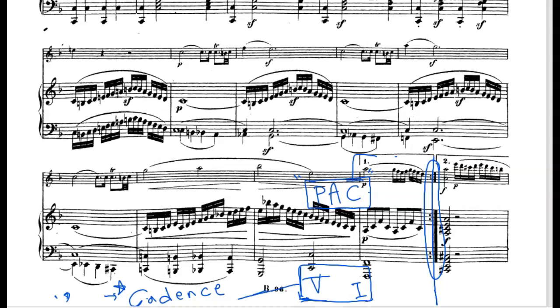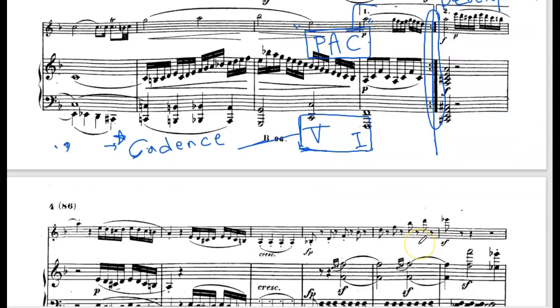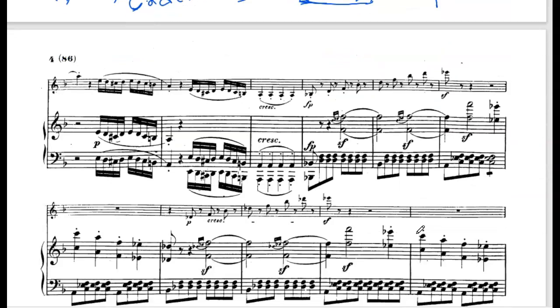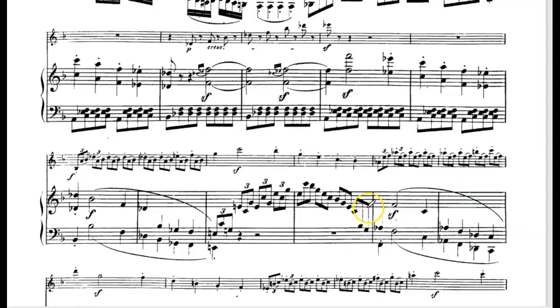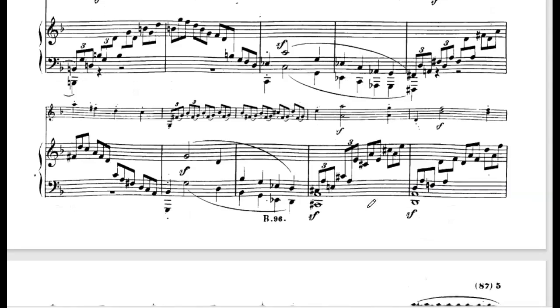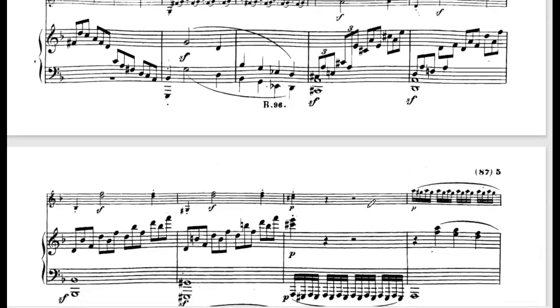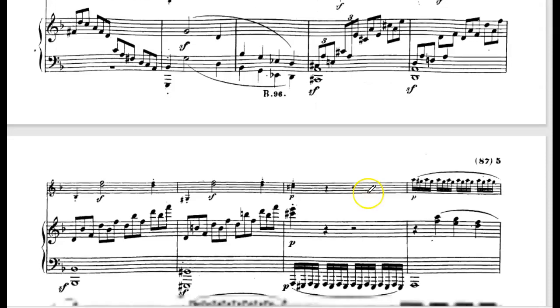All right, so let's move on. Right after the repeat sign, comes the development section. The development section is the most complicated, unsettled, and chaotic section, I would say. So we are going to skip the development section, which is always very interesting. A lot of things are going on if you just scan through the music, and we are going to find where the recapitulation is.